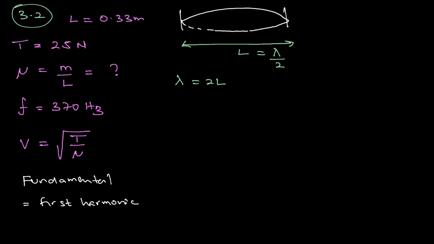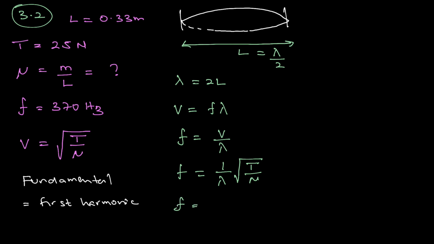Also, we know that V equals F lambda, so we can make F the subject: F equals V over lambda. Because we know what V is, we can rewrite F as root T over mu times 1 over lambda. Therefore, F equals 1 over 2L, for the first harmonic, times root tension over mu.